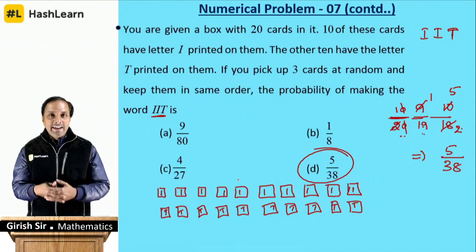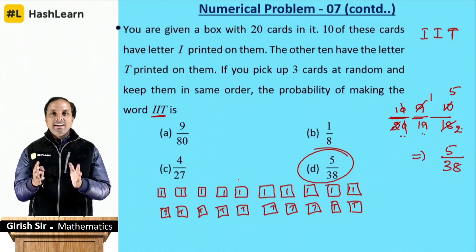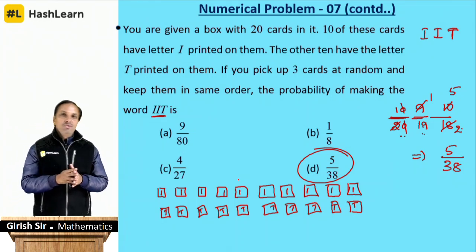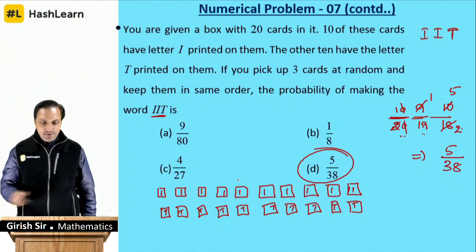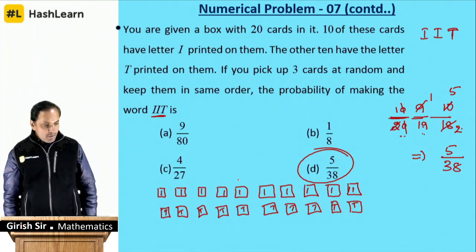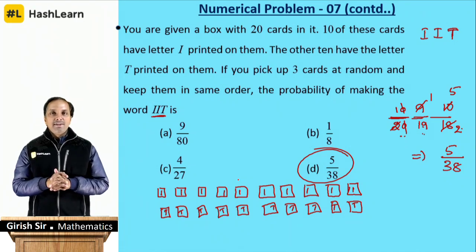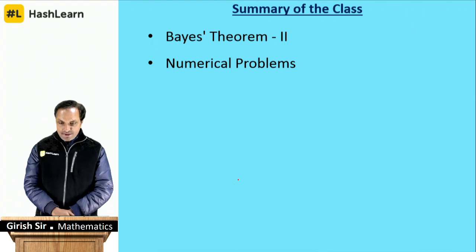Then we need T, we have not utilized T yet, तो इसलिए total 10 cards are there which have T on them, so 10 will be the numerator. Simplify, that should give you the answer. Hope you all followed the problem. Is that okay? Fine then. So that was the summary of the class.